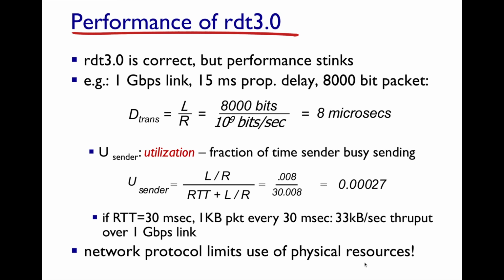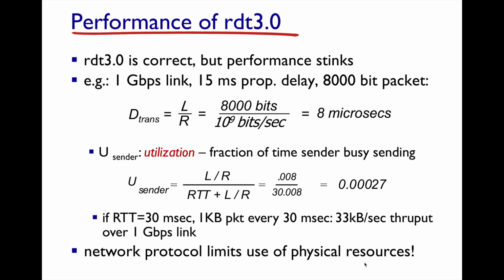So if we have an 8,000 bit packet and our link capacity, transmission rate, is 1 gigabit per second, giga is 10 to the 9, mega is 10 to the 6. You kind of go in 3 increments. Kilo is 10 to the 3. And so you have 8,000 bits over 10 to the 9 bits per second. It's 8 times 10 to the minus 6, or 8 microseconds. Micro is 10 to the minus 6. Milli is 10 to the minus 3. Nano is 10 to the minus 9. And so 8 microseconds is the transmission delay associated with this scenario.